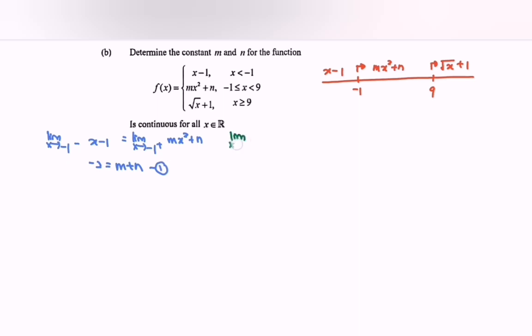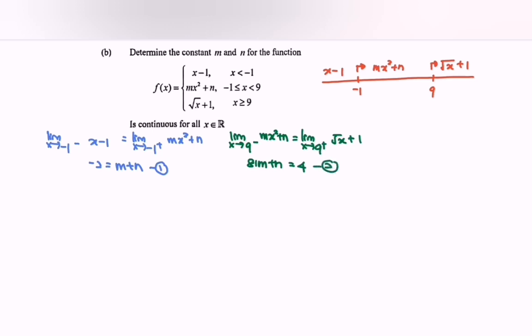The limit as x approaches 9 from the left is the same as the limit as x approaches 9 from the right. So mx squared plus n, then we have the square root of x plus 1. Kindly substitute. So we will have 81m plus n equals 4. So that is the second equation.